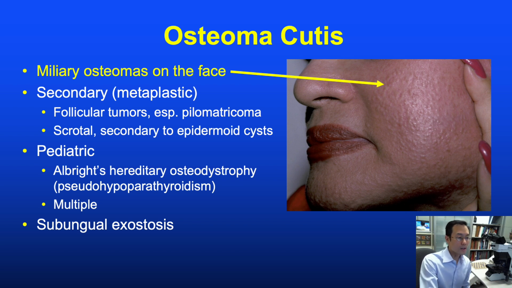So osteoma cutis is actually relatively commonly seen, often as an incidental finding in large excision specimens. But the clinical setting in which it's encountered most often is miliary osteomas of the face, such as shown here, multiple little hard papules. Now there is a whole differential for osteoma cutis, just like there is for calcinosis cutis and other depositions. Won't go into those now, except for the last one, subungual exostosis.